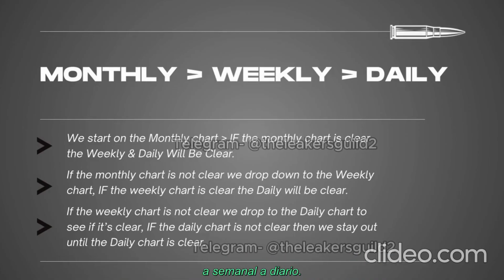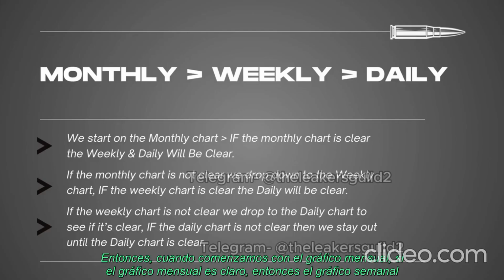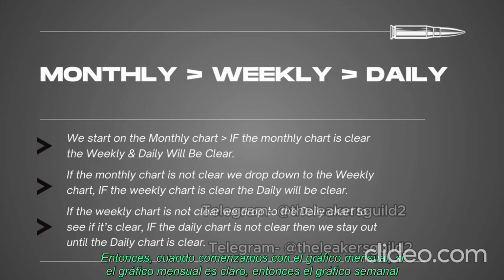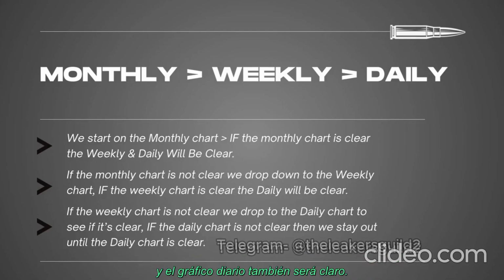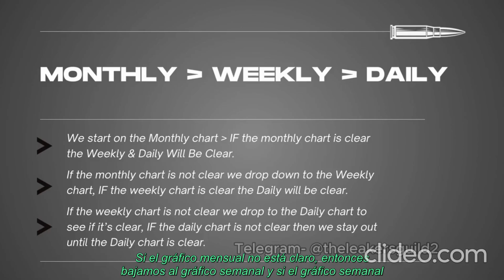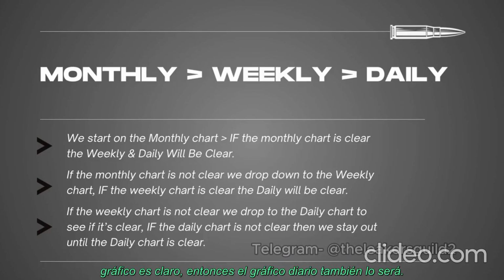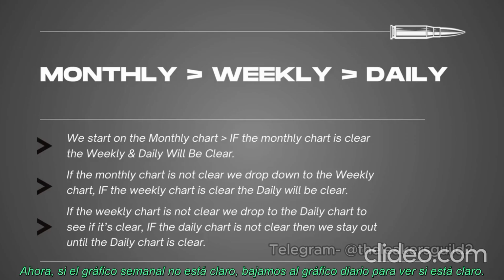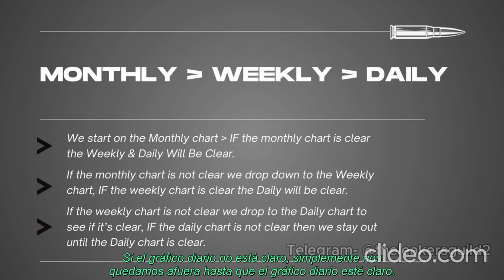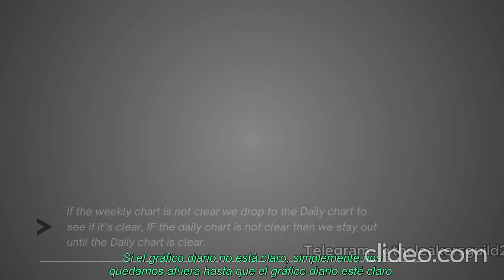to daily. So when we start off on the monthly chart, if the monthly chart is clear, then the weekly and the daily chart will be clear as well. If the monthly chart is not clear, then we drop down to the weekly chart, and if the weekly chart is clear, then the daily chart will be clear as well. Now, if the weekly chart is not clear, then we drop down to the daily chart to see if it's clear. If the daily chart is not clear, then we simply just stay out until the daily chart is clear.